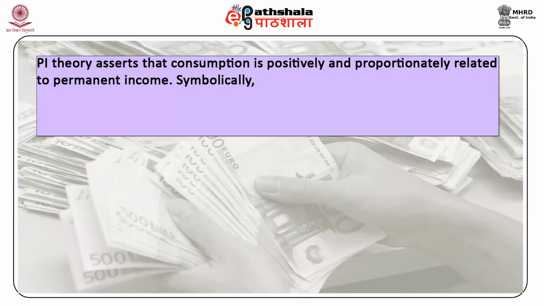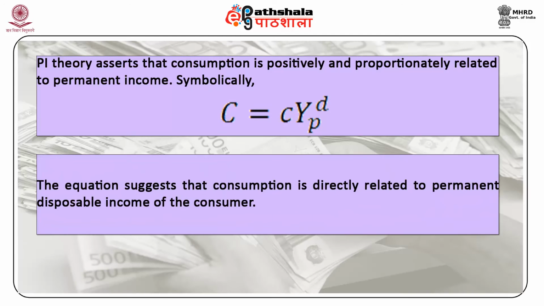Permanent income theory asserts that consumption is positively and proportionately related to permanent income. Symbolically, C is equal to c y dp. This equation suggests that consumption is directly related to permanent disposable income of the consumer. Similar to the life cycle hypothesis, the permanent income theory distinguishes between a temporary or a transitory increase in income.